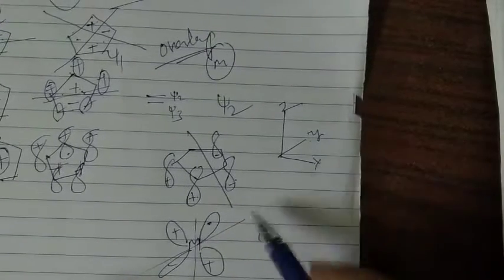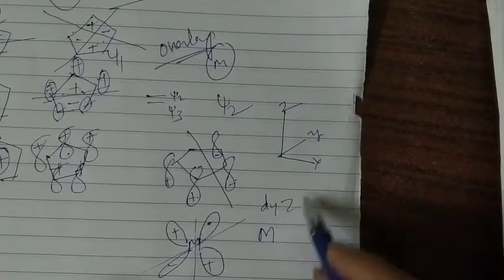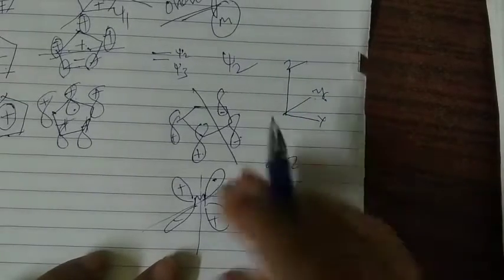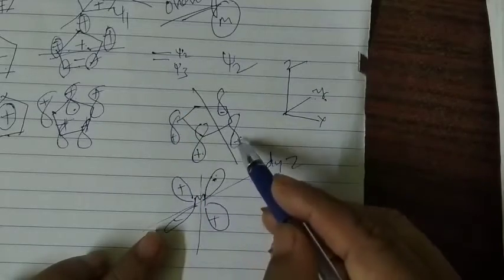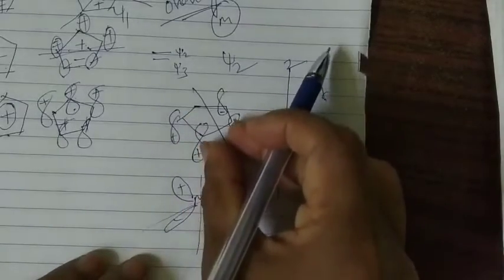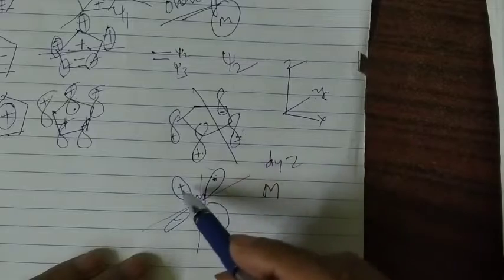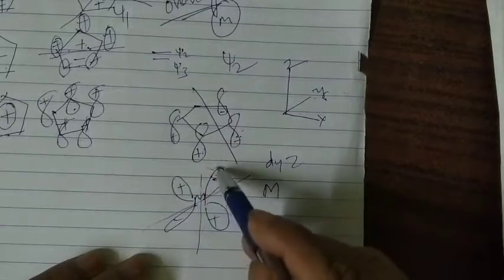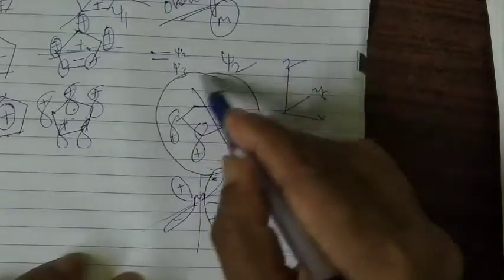So if you see here, this is what dyz. If I take this orbital dyz, I can overlap it properly here. See here, minus is there, and if I take it and overlap here, I can overlap minus to minus and plus to plus in this way. So this orbital is the best suitable orbital for overlapping with this orbital.